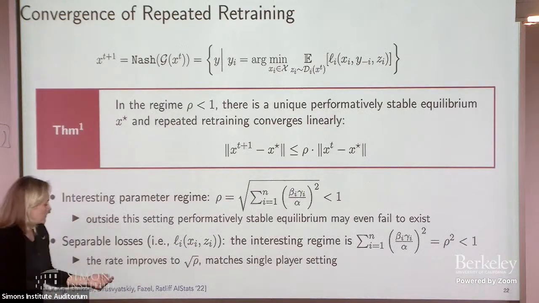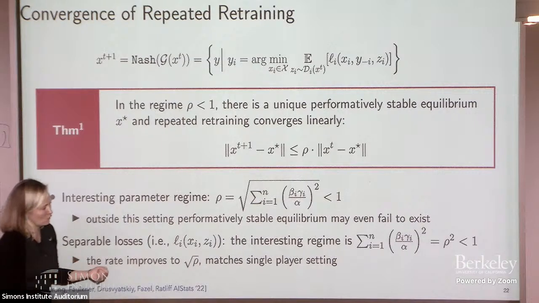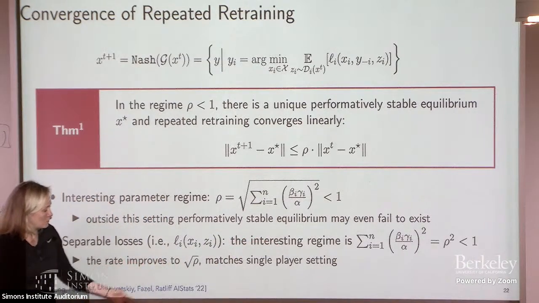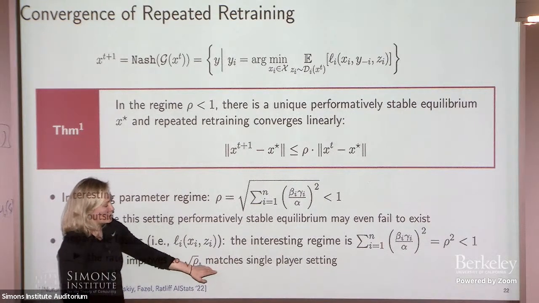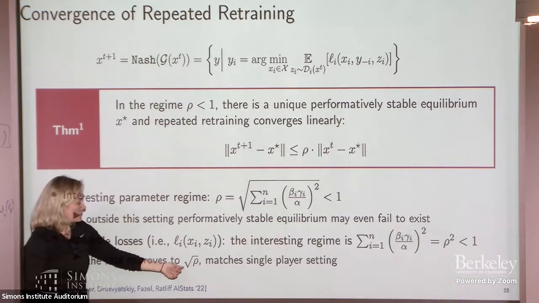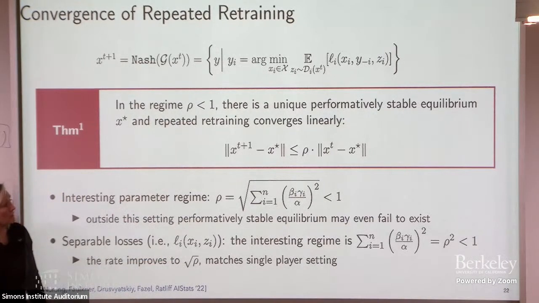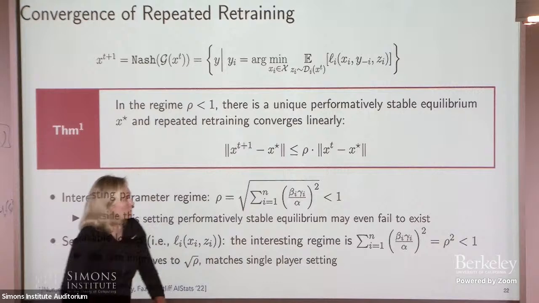And so in that setting, the interesting regime is where rho squared can be less than 1, and that gives us an improved rate in terms of square root rho. The important thing to mention here is that it matches the single player setting, where there's no competition at all. If you write down convergence and existence guarantees for these performatively stable points, you'd find that the parameter that shows up here is in fact square root rho.